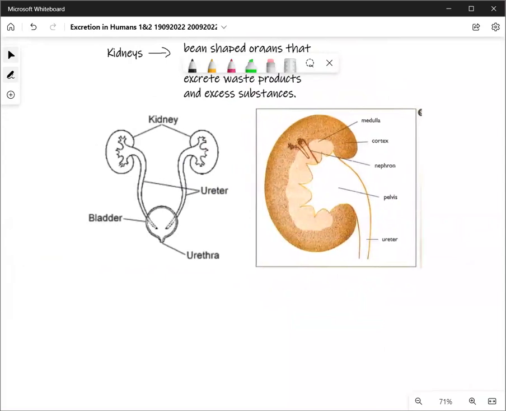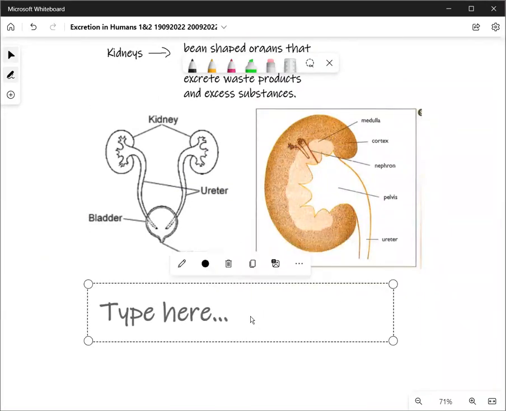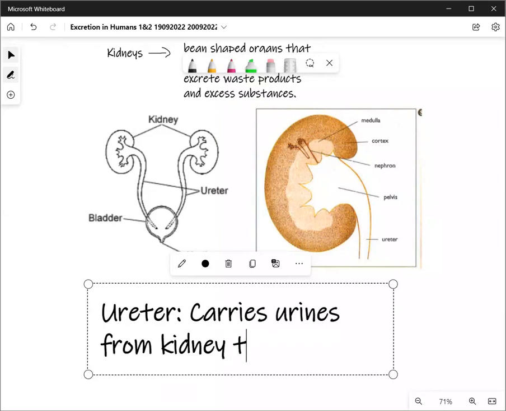Fine. Now let's first start with the ureter. Write this down in your notebook. It carries urine from the kidney to the bladder.